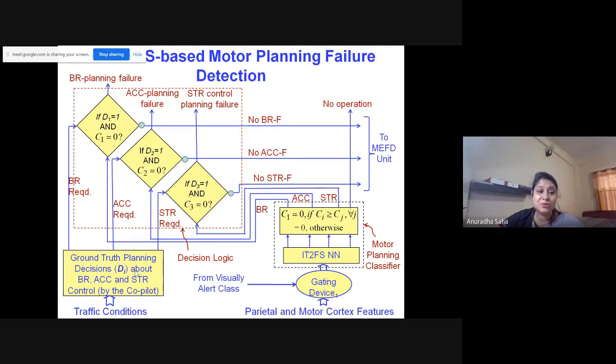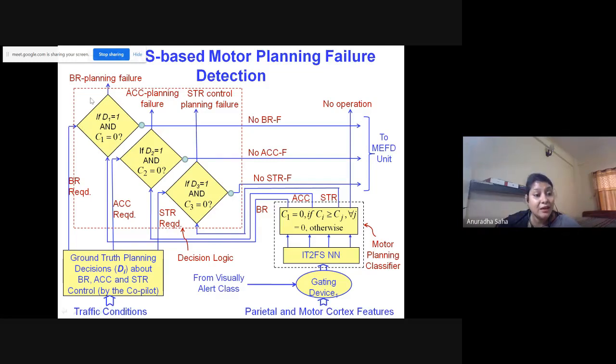But in the real time case, there must be a concern of the time required for image processing or image segmentation. So at that very instant we can take this kind of ground truth, let's say generated by the co-pilot, where those ground truths are generated by evaluating the whole situation: where braking is required, where acceleration is required, or where steering is required. Fine. So based on the traffic conditions, those are the ground truths.